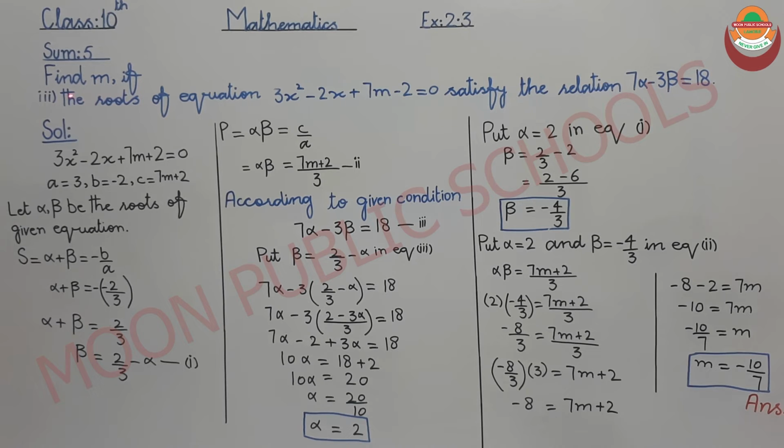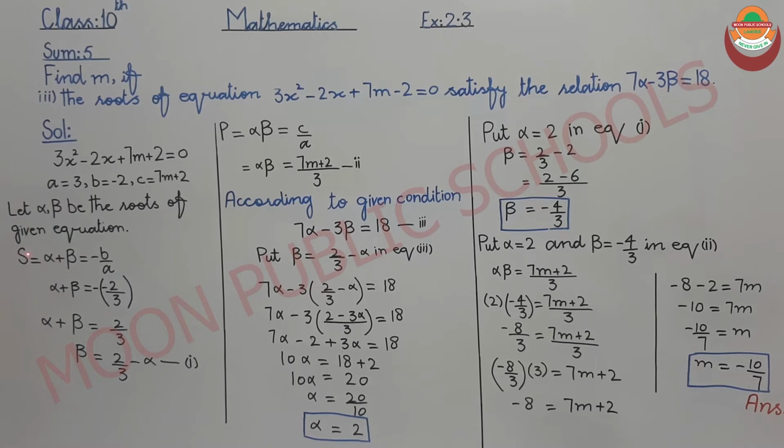Find m, if the roots of the equation 3x square minus 2x plus 7m minus 2 equals 0 satisfy the relation 7 alpha minus 3 beta equals 18. Now first we write the equation 3x square minus 2x plus 7m plus 2 equals 0. Here a equals 3, b equals minus 2 and c equals 7m plus 2. Let alpha and beta be the roots of the given equation.